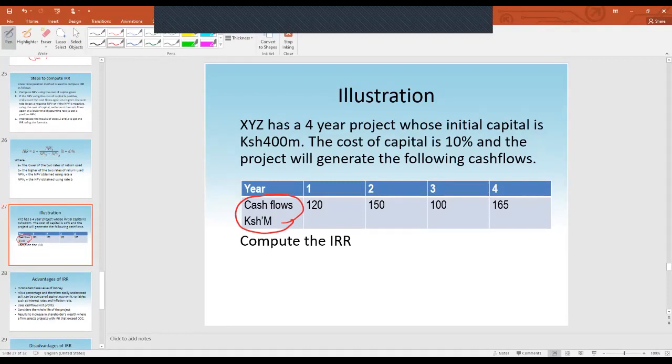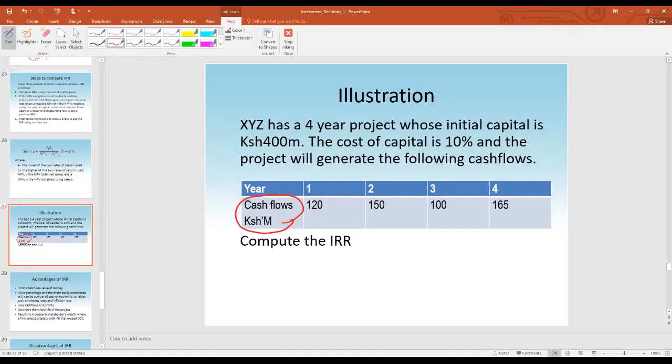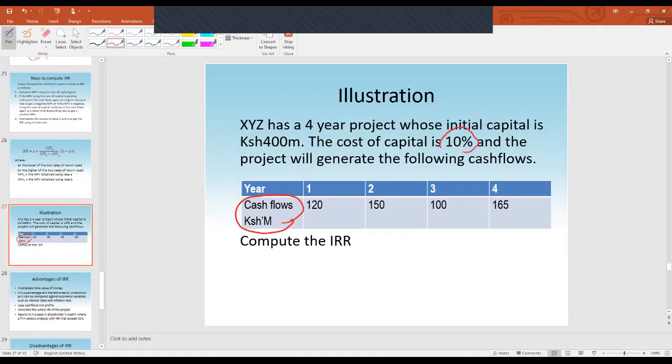Okay, and how will we look for the discount factor, like in that formula? First, we need to get the discount. You need first to get what is the NPV at 10%. That's what we want to first get. So once we get the NPV at 10%, then we determine. Okay, we use a trial. It's the trial and error method.